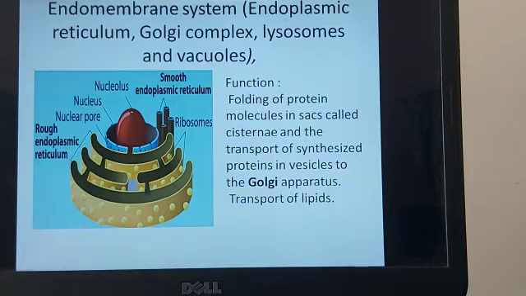Now, the function of the endoplasmic reticulum is folding of protein molecules in sacs called cisternae, and the transport of synthesized proteins in vesicles to the Golgi apparatus, and transport of lipids. Whatever proteins are synthesized, the endoplasmic reticulum helps them get transported to the Golgi complex. This transportation does not take place freely in the cytoplasm. The endoplasmic reticulum helps in the transport of proteins and lipids to the Golgi complex.